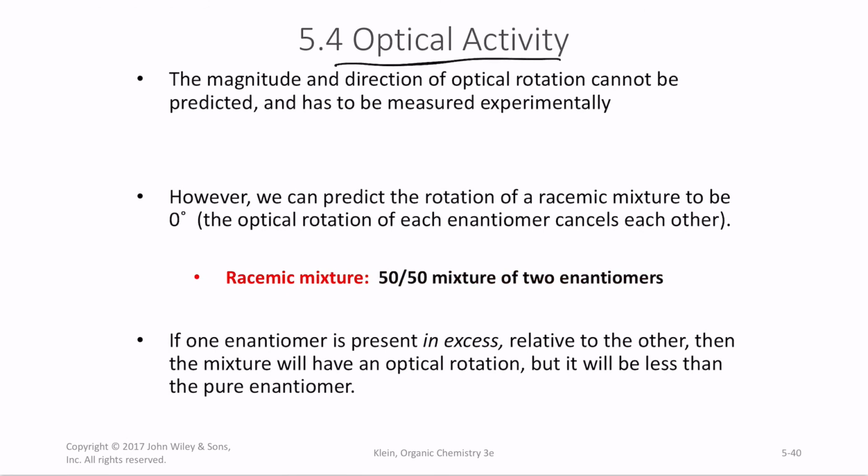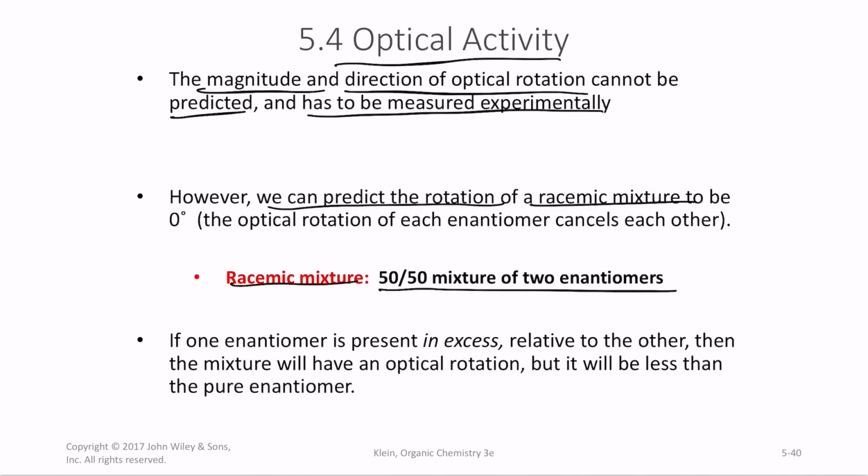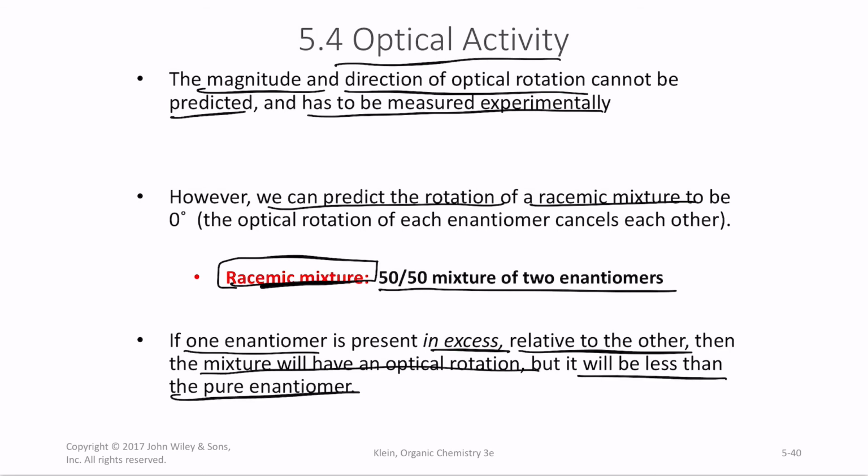So the optical activity is represented by its magnitude. The magnitude and the direction of the optical rotation, we cannot predict, so we can only measure it experimentally. However, we can predict the rotation of a racemic mixture. What is a racemic mixture? A racemic mixture is a 50-50 mixture of the two enantiomers. We call it a racemic mixture because it has equal amounts of both R and S enantiomers. But if one enantiomer is present in excess relative to the other, then the mixture will have an optical rotation, but it will be less than the pure enantiomer.